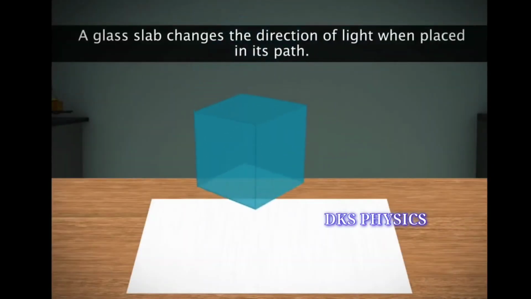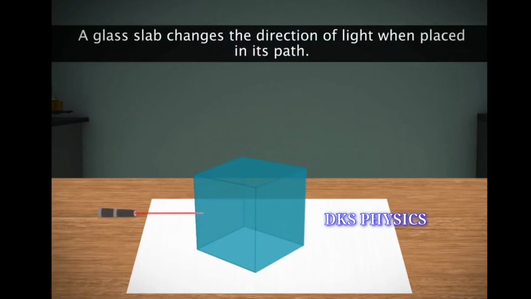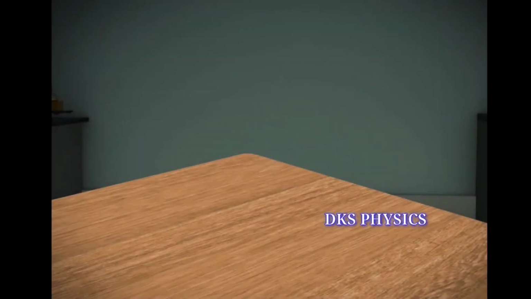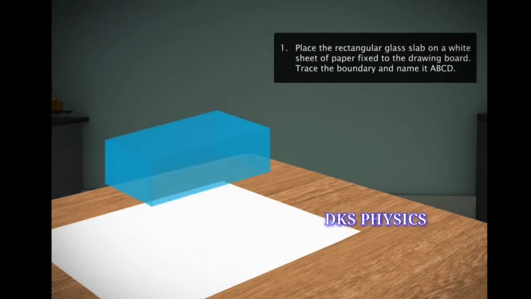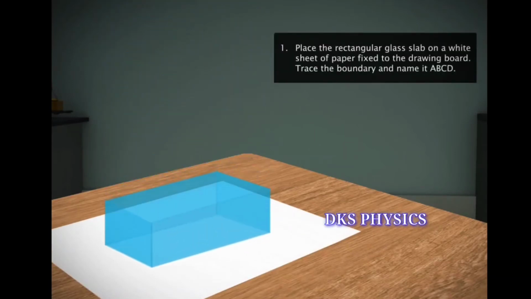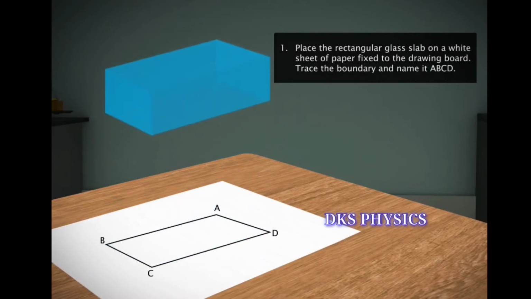Similarly, a glass slab, when placed in the path of light, changes the direction of that light as it travels from one medium to another. Fix a white sheet of paper on a drawing board. Place a rectangular glass slab in the middle of the sheet. Trace the boundary of the glass slab and name it ABCD. Remove the glass slab.